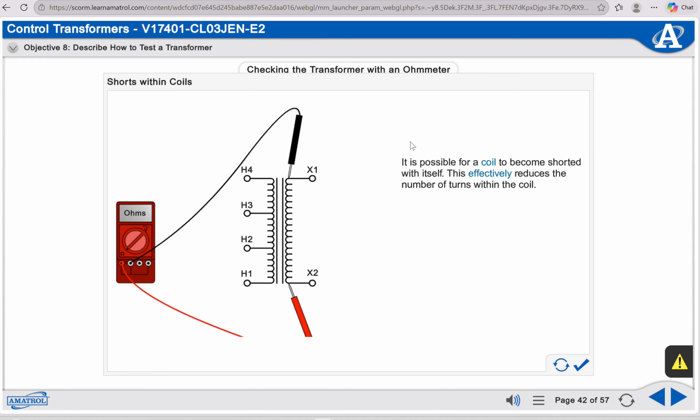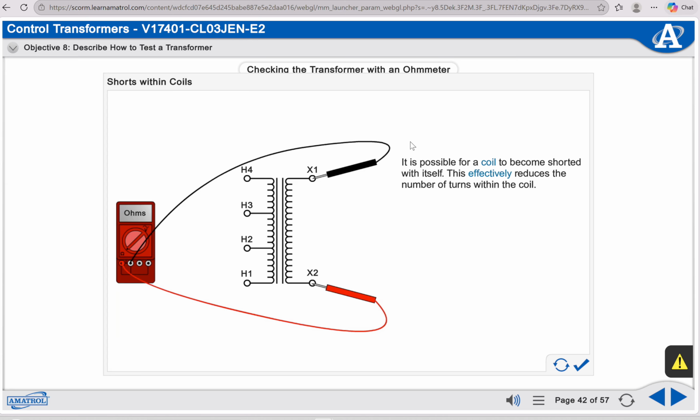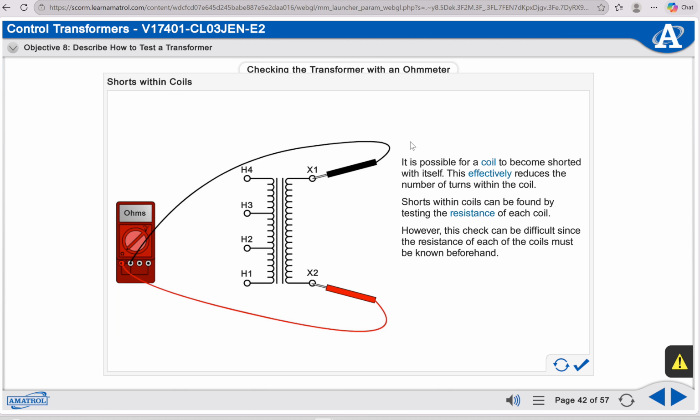It is possible for a coil to become shorted with itself. This effectively reduces the number of turns within the coil. Shorts within coils can be found by testing the resistance of each coil. However, this check can be difficult since the resistance of each of the coils must be known beforehand.